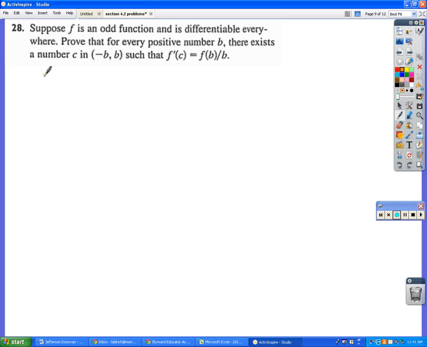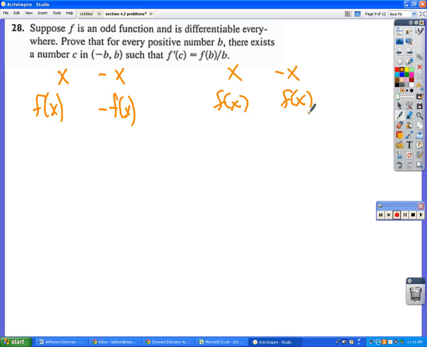That means that if you take a number x and you plug it into the function, and then you take the number negative x and you plug it into the function, what will you get? Negative f of x. Same answer, but opposite. So if you plug in 3, then you get 4. But this says if you plug in negative 3, you'll get negative 4. Whereas with an even function, if you plug in x, you get f of x, and then if you plug in negative x, you still get f of x. You get the same answer both times. So odd function means this is what's happened.